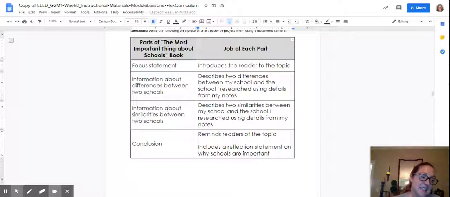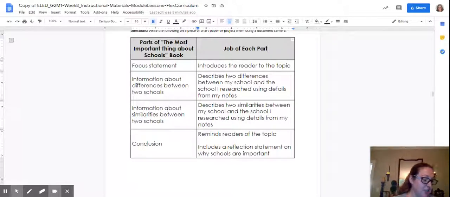All right. Does this sound familiar to you? Does this sound like when we were doing our problem and solution informational paragraphs? Yeah, it should, because it has those same parts. It has that focus statement and conclusion. And then those middle detail sentences are going to be differences and similarities to compare and contrast.